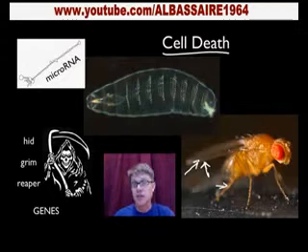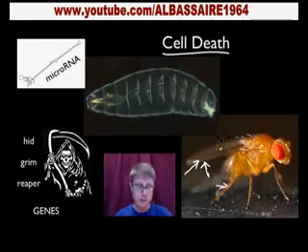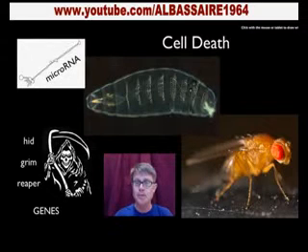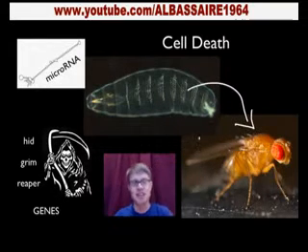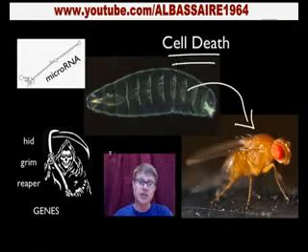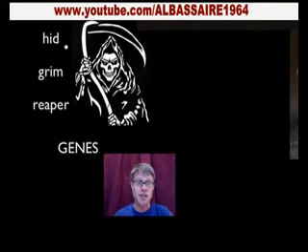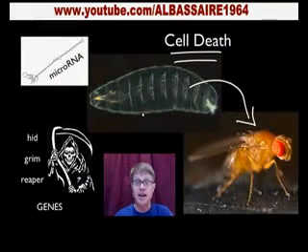A great example has been studied in the Drosophila. Drosophila, this would be an embryo of Drosophila, and this would be an adult. And this will eventually become this. But apoptosis, or cell death, is super important in that regulation. And so there are a number of different genes that scientists identified, and I love the names here. They're the HID, the GRIM, and the Reaper genes. And these three genes in Drosophila cause the cells to die. In other words, they make proteins that cause cells to die.